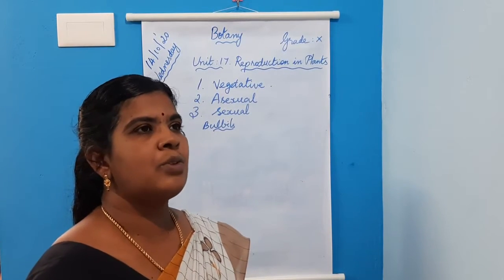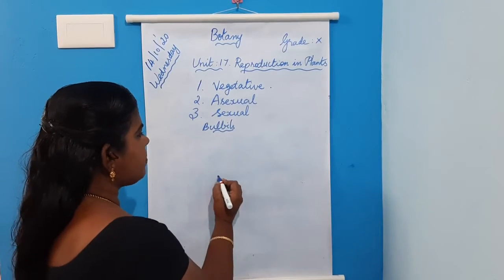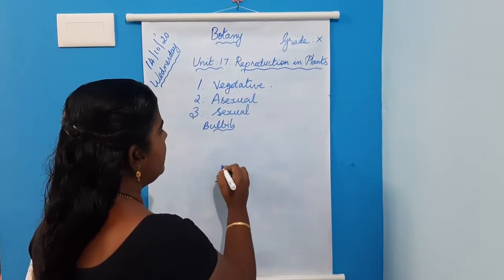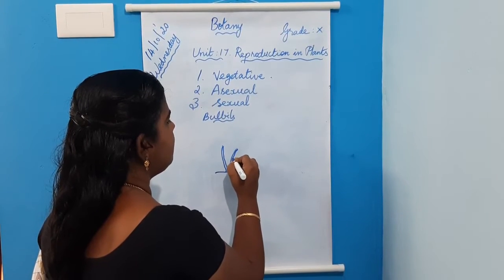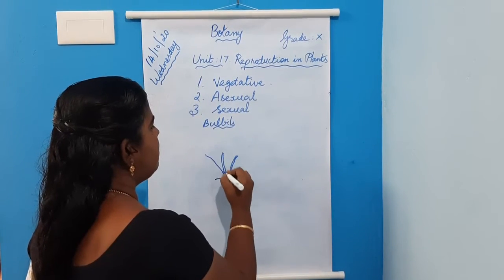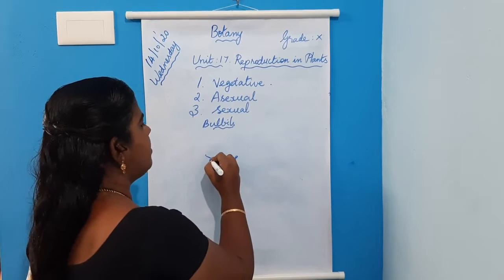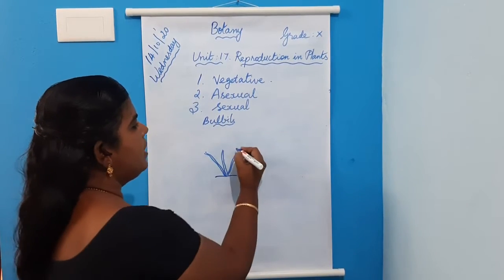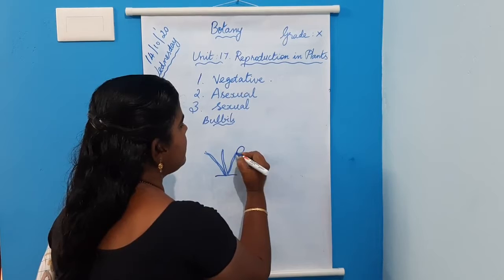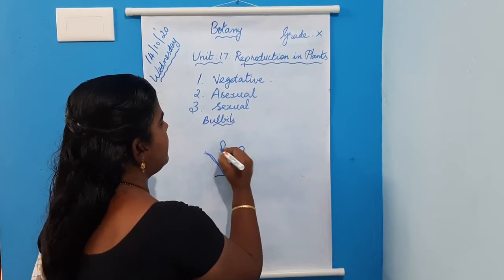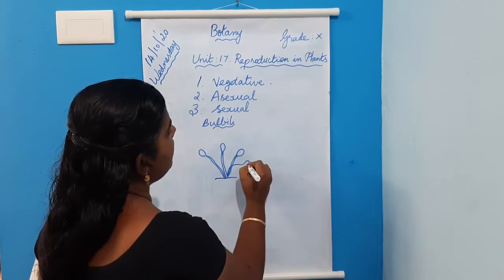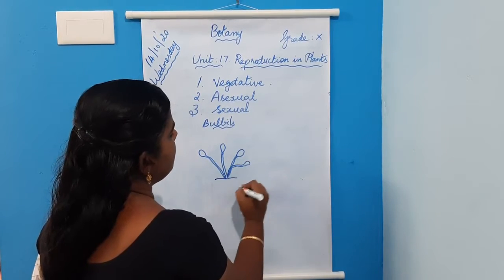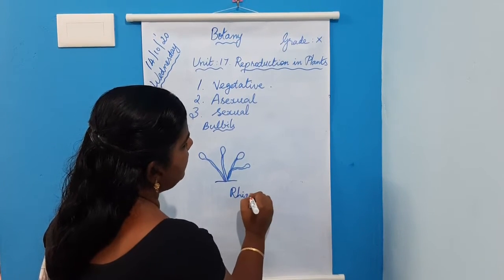In Rhizopus or Mucor, the plant body is called mycelium. The fungus Mucor, the plant body is called what? Mycelium. It will produce a spore bearing structure called sporangium. The plant body of the fungus is called mycelium. This is Rhizopus mycelium.